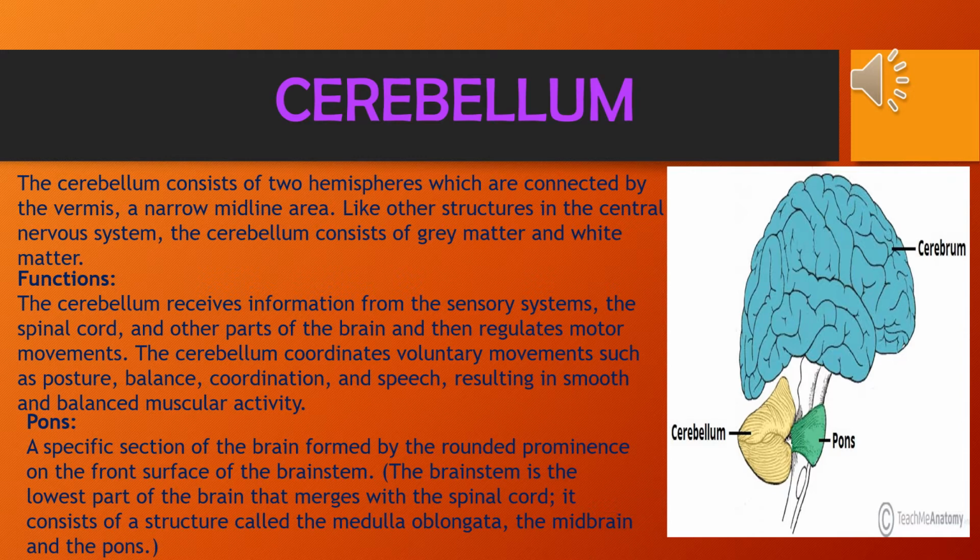Now pons, a specific section of the brain formed by the rounded prominence on the front surface of the brainstem. Now what is brainstem? The brainstem is the lowest part of the brain that merges with the spinal cord. It consists of a structure called medulla oblongata, the midbrain and the pons. Now see the diagram please. Cerebellum is there, pons is there, and cerebrum is also there. One thing, whenever we write down the function, please write it point wise.